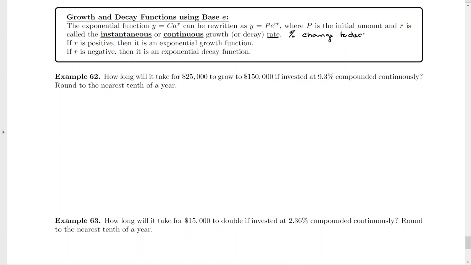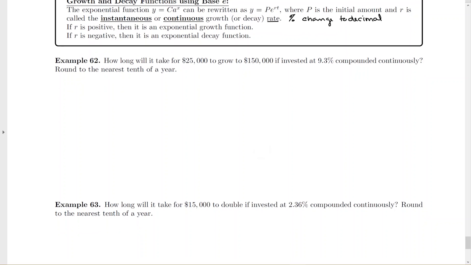So, we talked about rates before, but we've always had to convert that to a factor. In this formula, we don't. We leave it as a rate. If r is positive, then it's a growth function. If it's negative, then it's an exponential decay function.